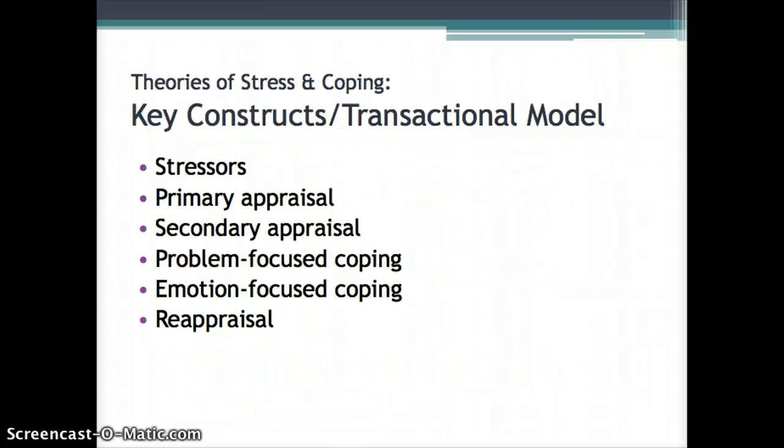According to the key constructs of the stress theories, almost all stressful experiences, including chronic illnesses, are viewed as a person-environment transaction. The transactions include 4 stages that an individual completes when confronted with a stressful situation, which includes primary appraisal, secondary appraisal, coping, and reappraisal.